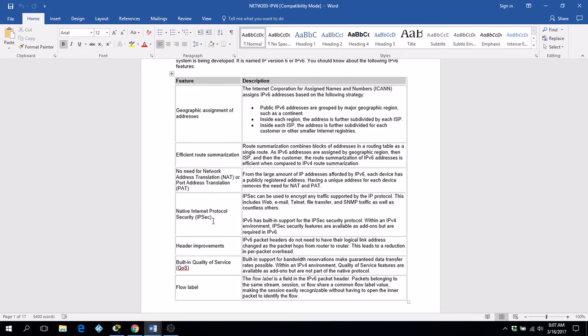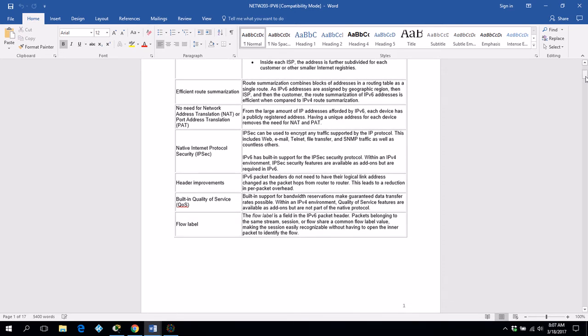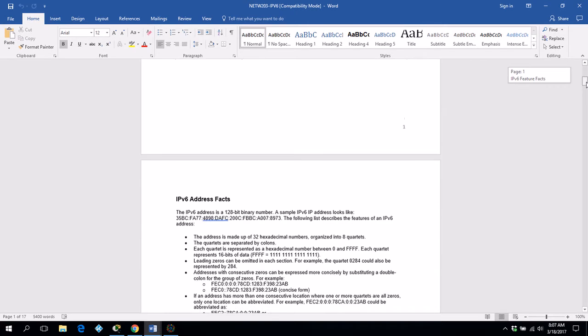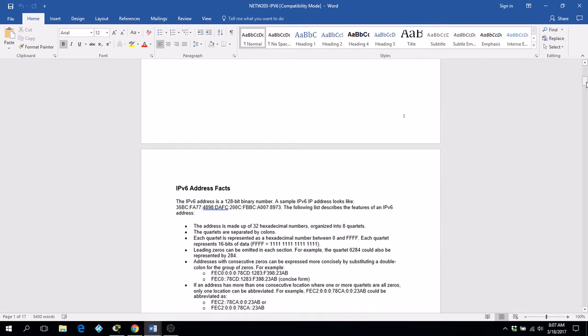So it's more secured, no need for NAT, no subnetting is required, efficient route summarization, built-in QoS, which means you can have much better setting of priorities, which packet can go first and which can go next and so on. Better flow control, fewer labels stamped on the IPv6 packet, so the packets move much quicker. Okay, now let's take a look at the IP address itself. So those are the benefits of IPv6.